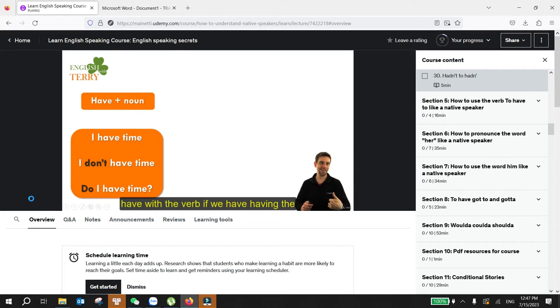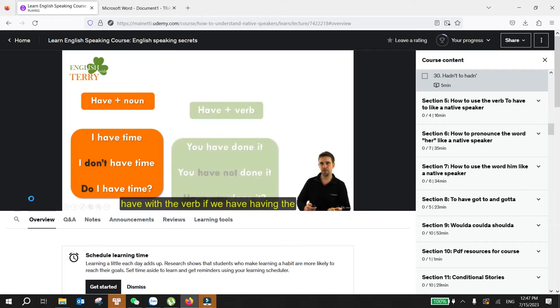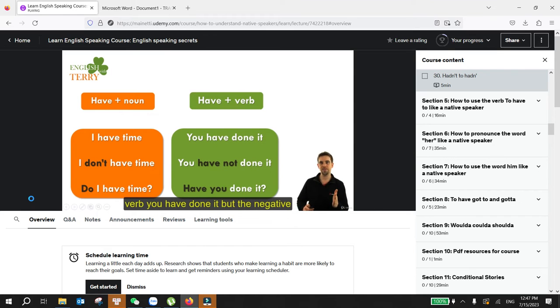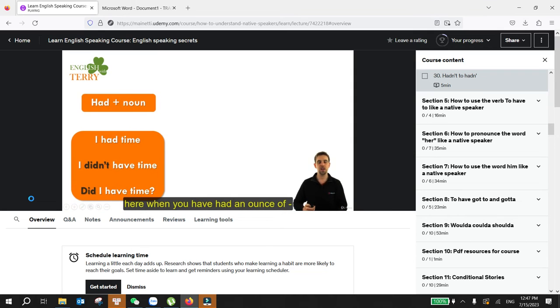Now look at have with the verb. If we have in the verb, you have done it, but the negative is different now. If you look, it's like you have not done it or have you done it? The negative and the question are very different. And that's the important part about the past tense here. When you have had and a noun, the past tense of to have, I had time. Negatives, I didn't have time. Or did I have time?